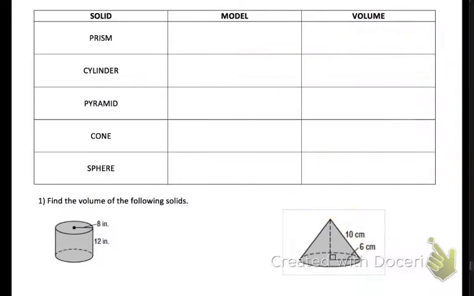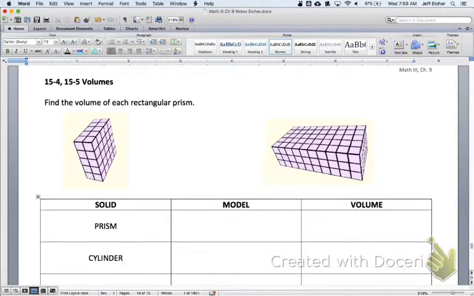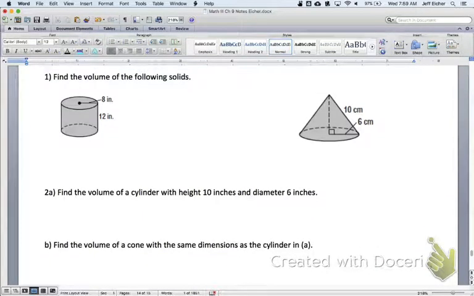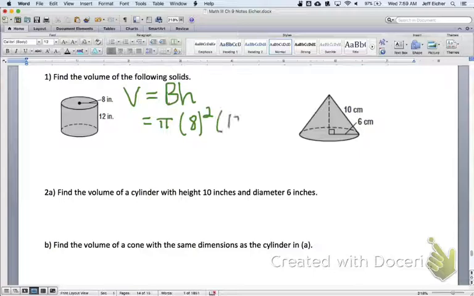Let us move down here. All right. So we have a volume, find the volume of the solid. We have a cylinder here. We need the area of the base times the height. The area of the base is a circle, so we have pi r squared, the radius is 8 squared, times the height is 12.